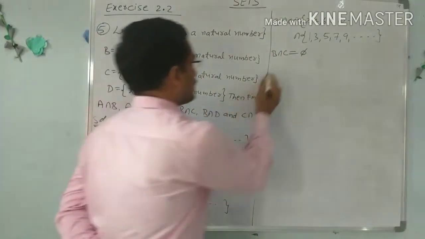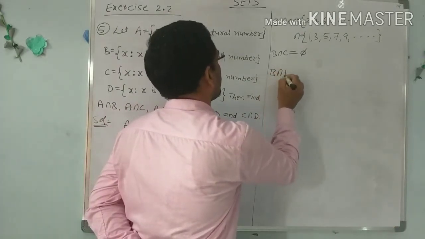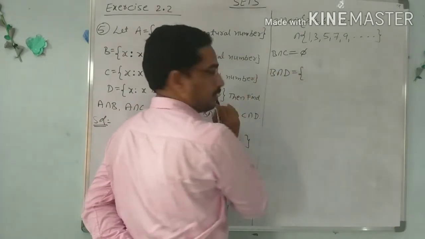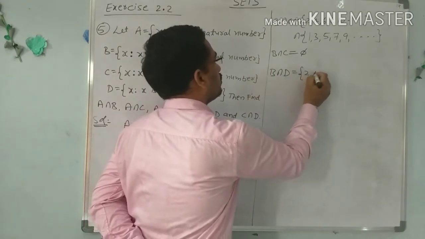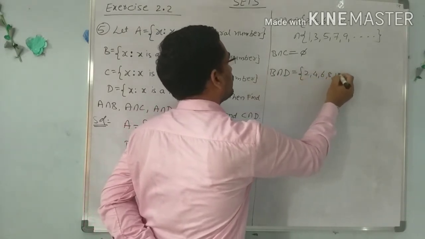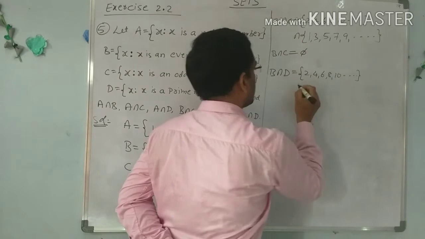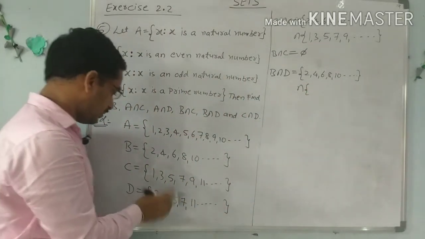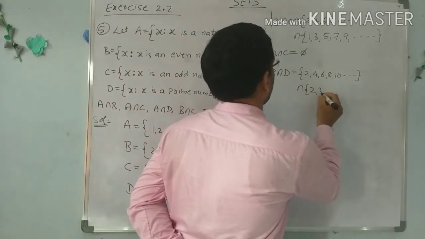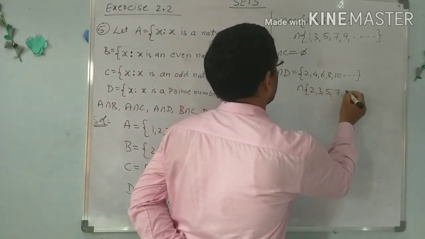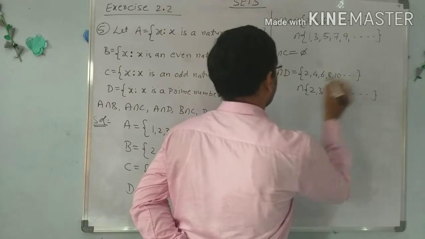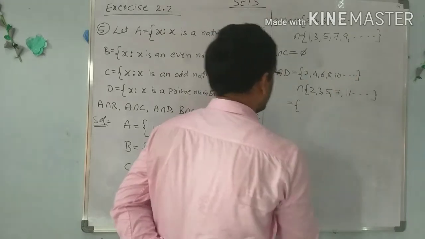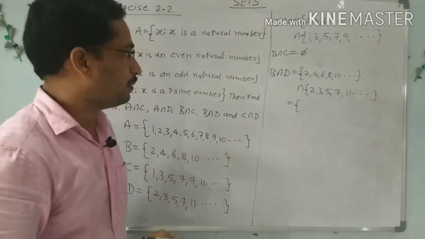Next, B intersection D. Write the elements of B: 2, 4, 6, 8, 10. Next, intersection, write the elements of D. D contains all prime numbers: 2, 3, 5, 7, 11. So write the common elements. What are the common elements in both sets B and D?